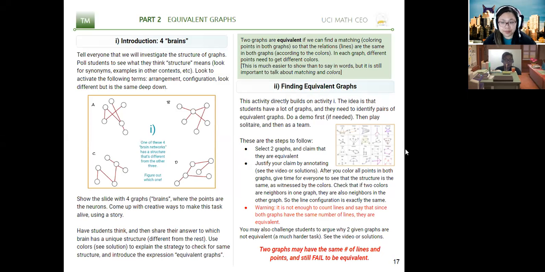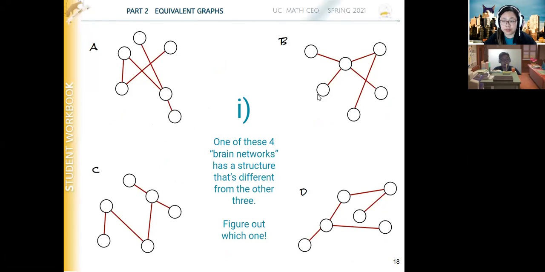Yes. Okay, so this is going to be the activity that we're going to be doing. Essentially, you're going to be given 4 graphs right here, as you can see. And actually, I can go to the next page. So you'll be given 4 graphs, and you're going to want your students to figure out which one is the odd one out. So which graph is not equivalent when compared to the other 3. And typically this is going to take around 10 minutes or so.